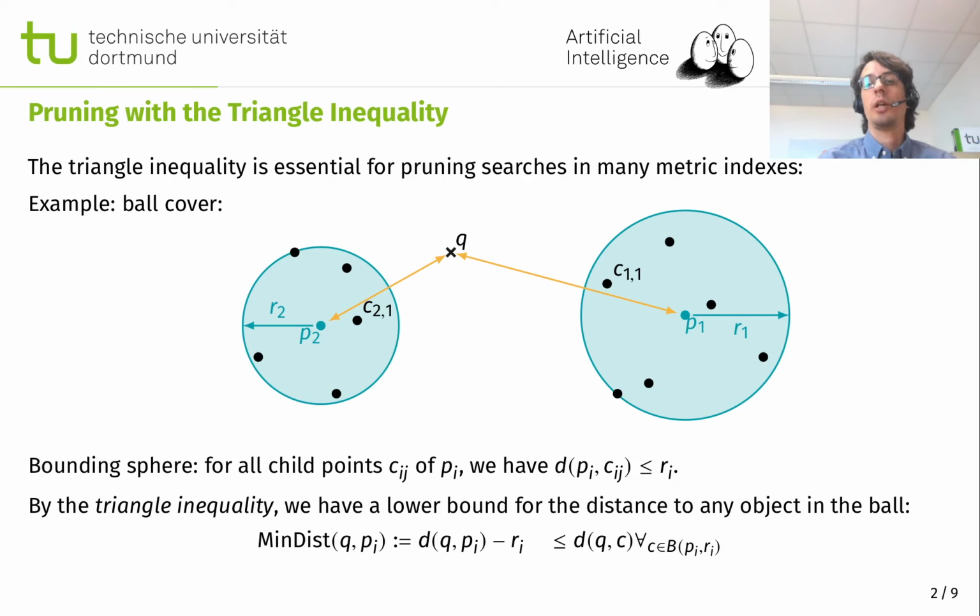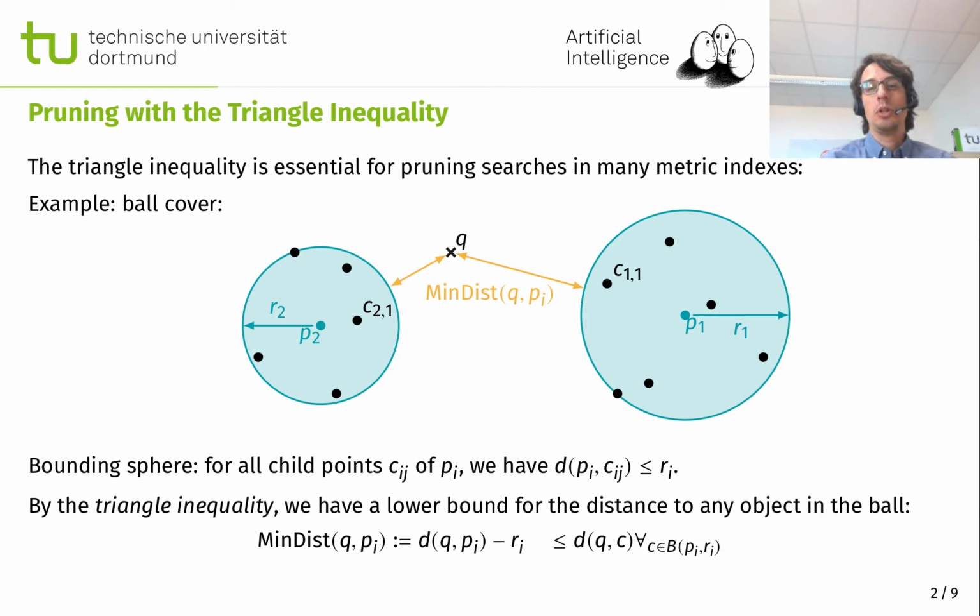But I do know the radius of this cover ball, and if I shrink the distance by this radius r, I get a minimum distance to this ball. And this minimum distance is obtained by using the triangle inequality. And now if, for the ball on the right, the minimum distance is larger than the query radius that I'm interested in, I can discard this part of the data immediately. I can also similarly compute a maximum distance and use this to identify true positives. There are many ways I can use the triangle inequality.